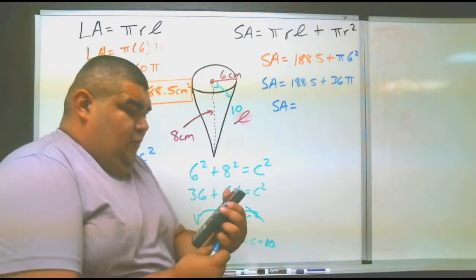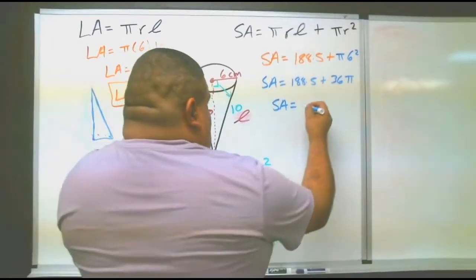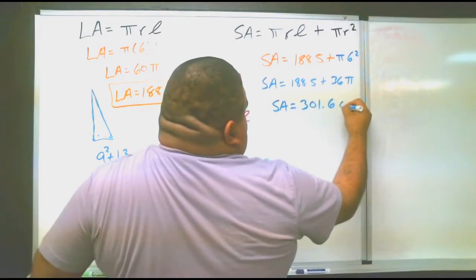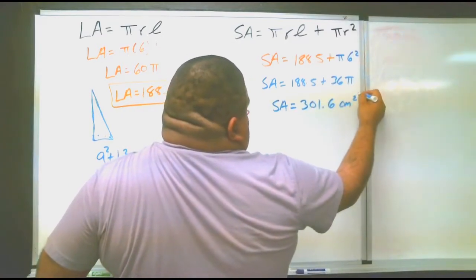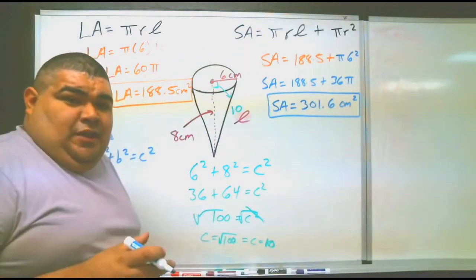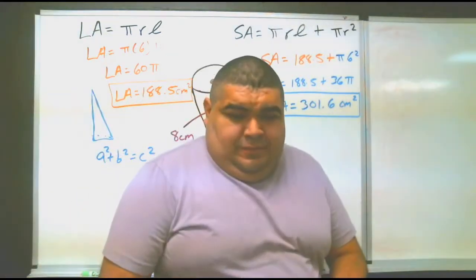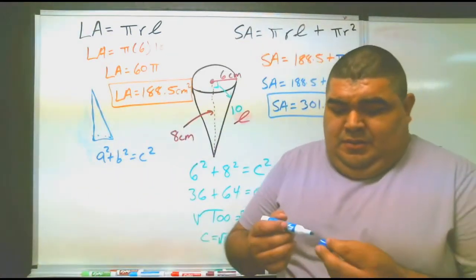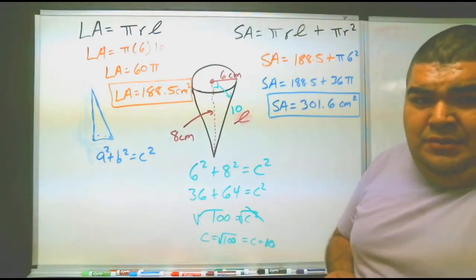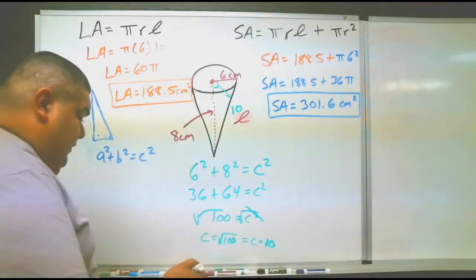equals 301.59. Again, we only need one after the decimal point. So surface area becomes 301.6 centimeters squared. Why squared? Because remember, anything that has to do with area has to be squared. Okay? All right. Make sure you write it down. Let's do one more just to get the hang of it.